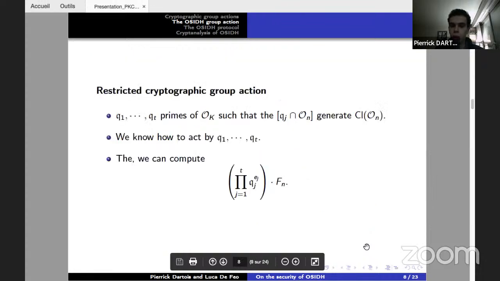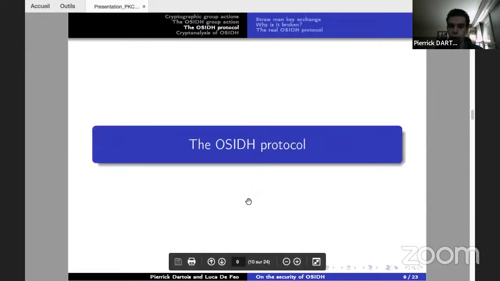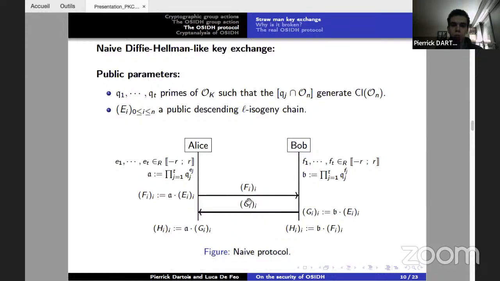But this works only with ideals of short norms, for the computation that I presented. So we fix a bunch of them that generate the ideal class group, and we act by products of them. In the protocol, it would then be natural to just use this bunch of ideals and descending L-isogeny chains, and Alice and Bob would exchange such chains, so it would be the normal Diffie-Hellman protocol.